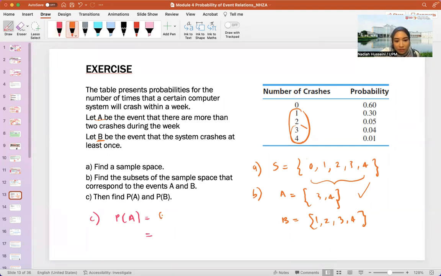Okay, so what was this based off? How did you calculate this? I just add 0.04 plus 0.01. Okay, 0.04, which is the probability of 3 crashes occurring, and the probability of 4 crashes occurring. 0.04 plus 0.01. Is this correct, class? Thank you, Syahmi. Is this correct or not correct?